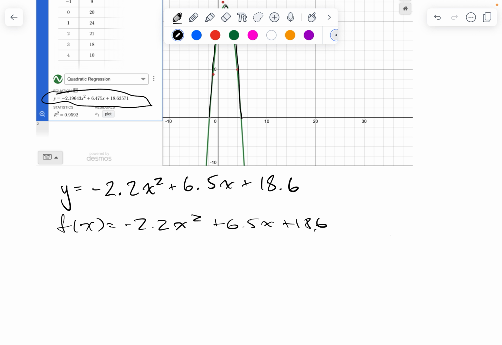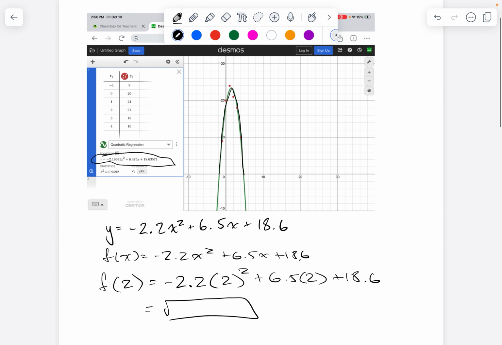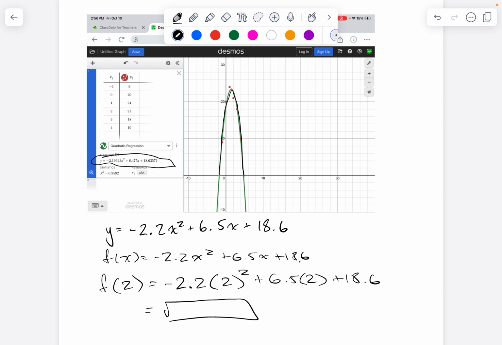Like I can figure out what happens when x is 2. So f at 2 is just -2.2 times 2 squared plus 6.5 times 2 plus 18.6. Put that into my calculator, and now all of a sudden I know what the function's value is when x is 2. Okay, so this is an equation. It's a function that we can do anything that we need to do with. All right, so that's how we get a regression. That's how we get an equation that we can work with.